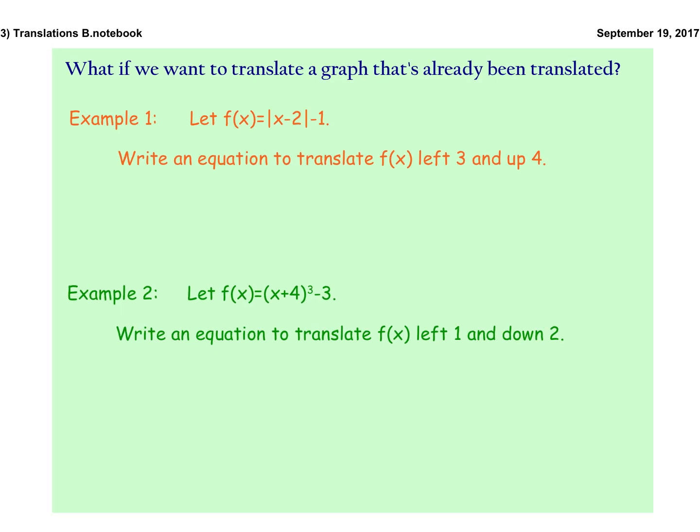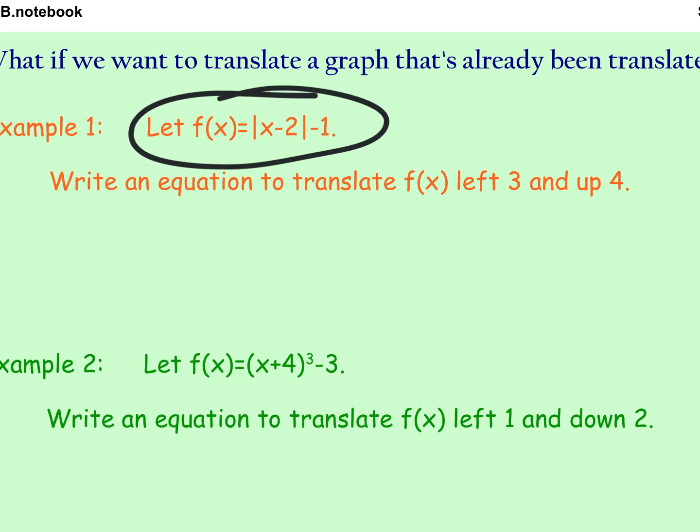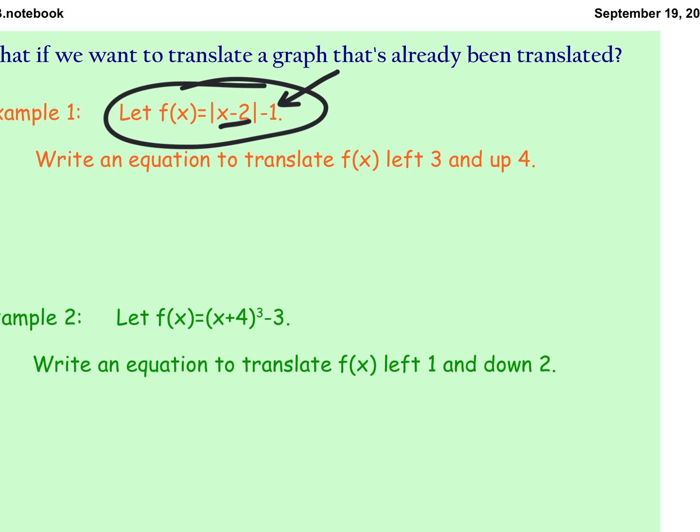And this is one where you've got a graph that's already been moved once. This one's been moved 2 to the, somebody say it, right. And that means it's been moved down 1. Very good, okay. Now they want you to take that and move it left 3 and up 4.